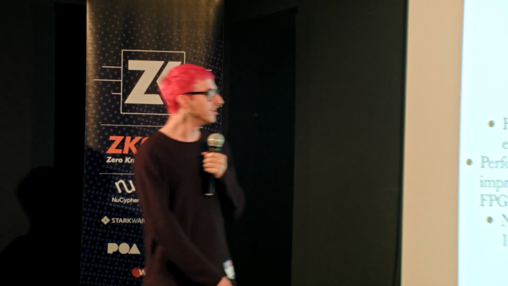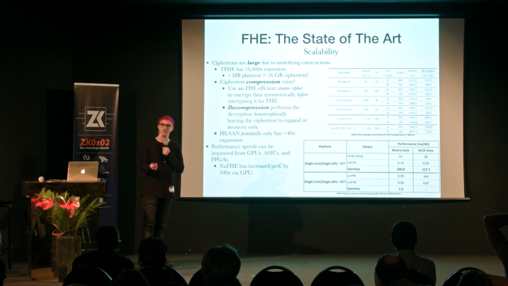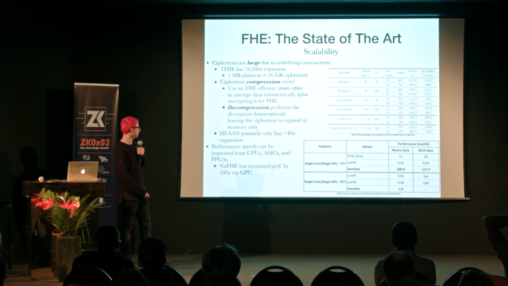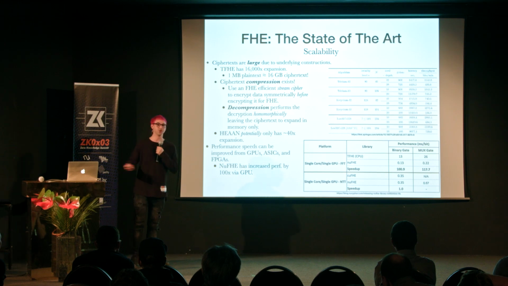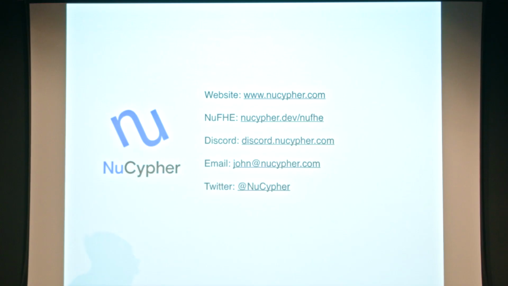That's pretty cool. And on the GPU, we also have NTT, as opposed to FFT. We can also use NTT, and it's still roughly 0.35 milliseconds, the same speed as cuFHE, which is another FHE library. But of course, this can also be improved with GPUs, ASICs, and FPGAs, which is something we're interested in.